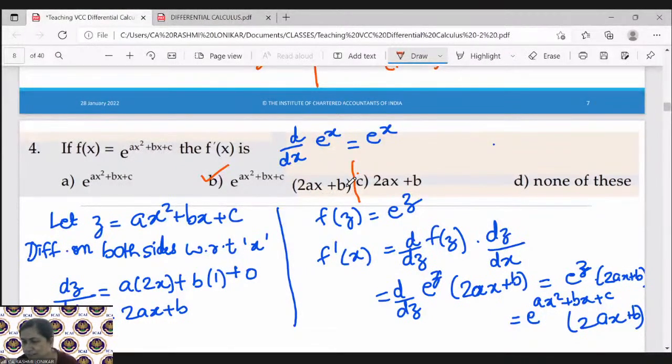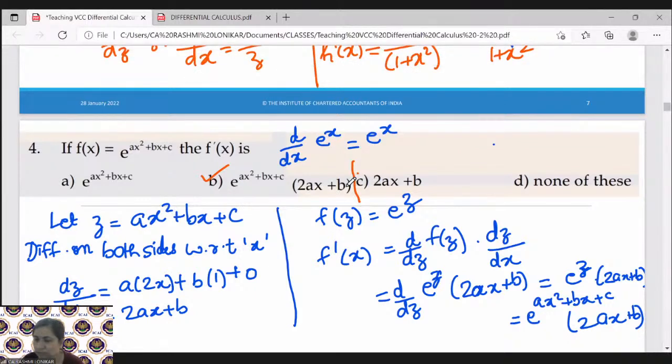Okay, right? Has everybody understood? Just put in the message whether or not you've understood this question.